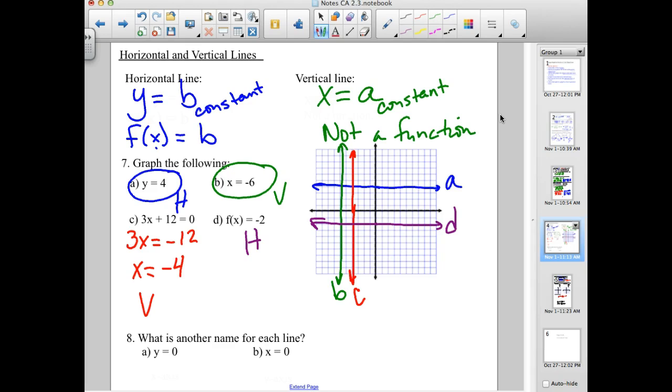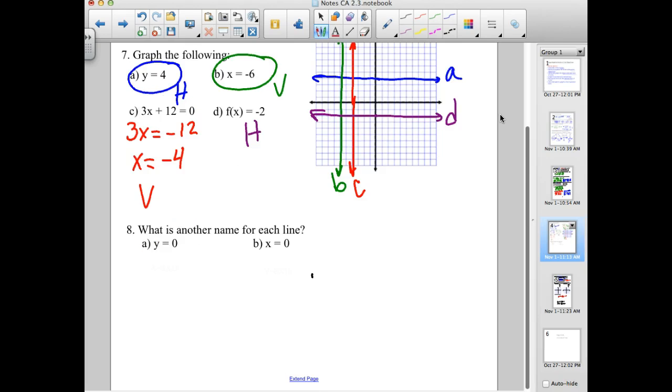All right, what is another name for y equals 0? Picture where it would be on your graph. y equals 0. It is the x-axis, yep. And x equals 0 would be the y-axis.